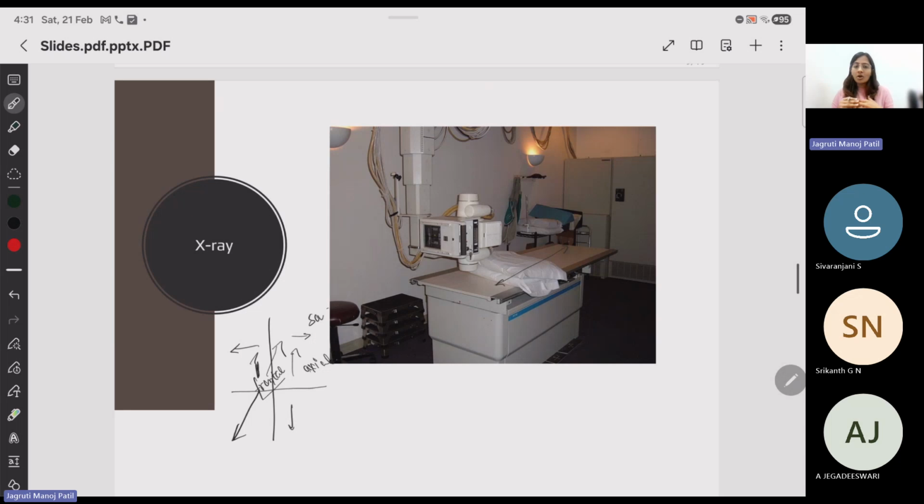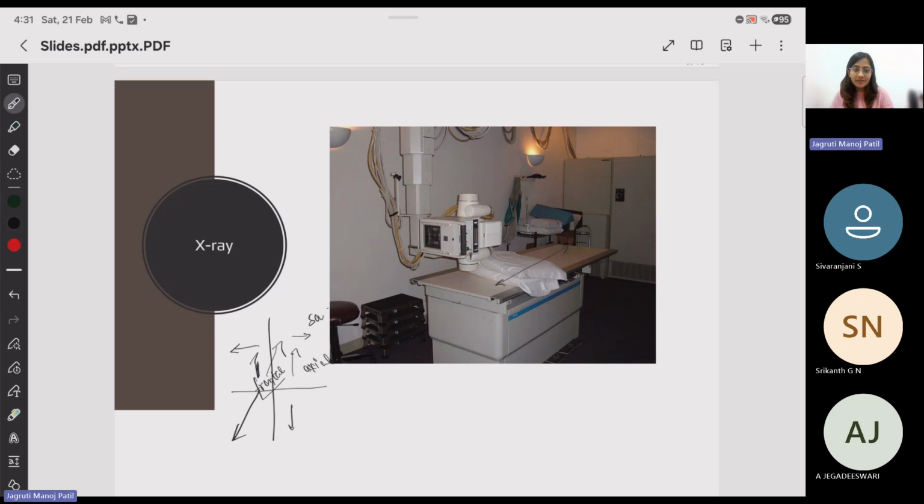Okay, so the doctor gives the radiologist instructions: I need this particular section, I need this view, another view. Then the radiologist asks us to move in certain uncomfortable ways that sometimes we don't even like, but the doctor wants it.